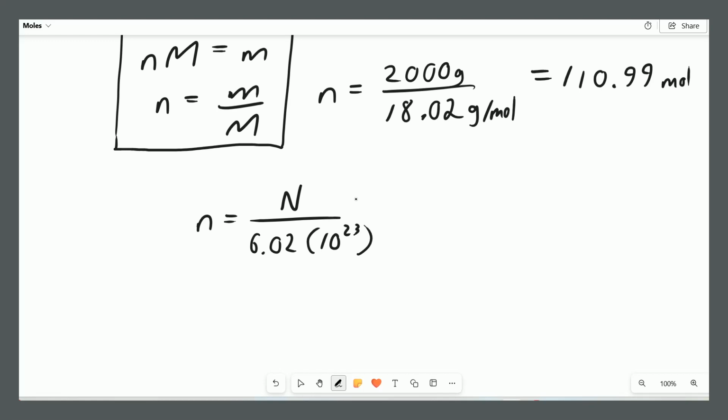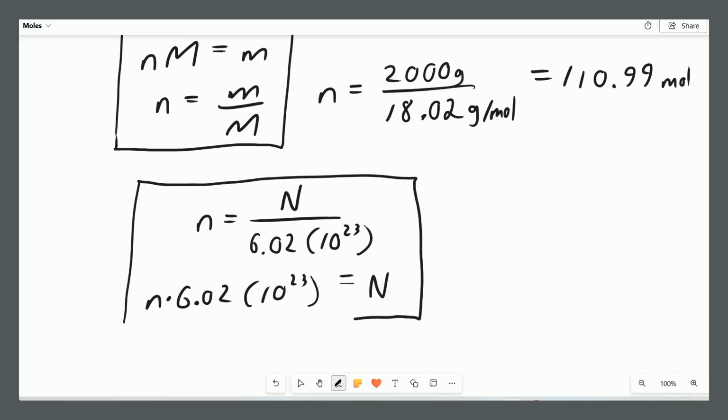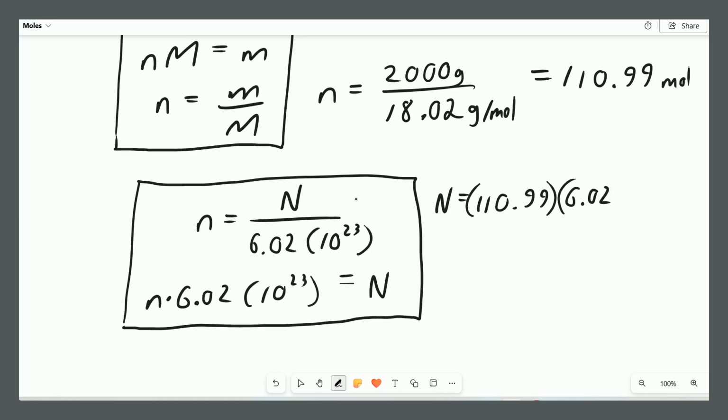So, rearranging this equation to solve for capital N, the number of particles, we first multiply both sides by 6.02 times 10 to the power of 23. And we've now isolated capital N. So both of these are the same equation, just rearranged to isolate a different variable. So the number of particles will equal the number of moles, 110.99, multiplied by Avogadro's constant, 6.02 times 10 to the power of 23.